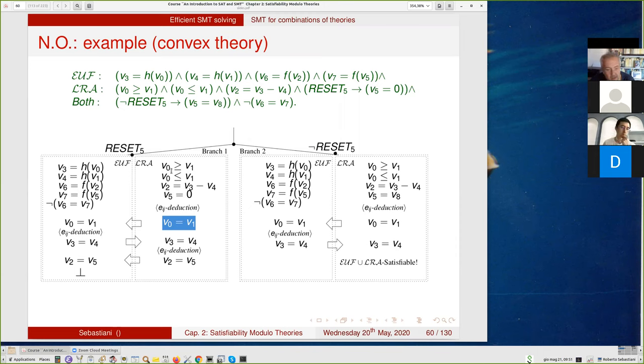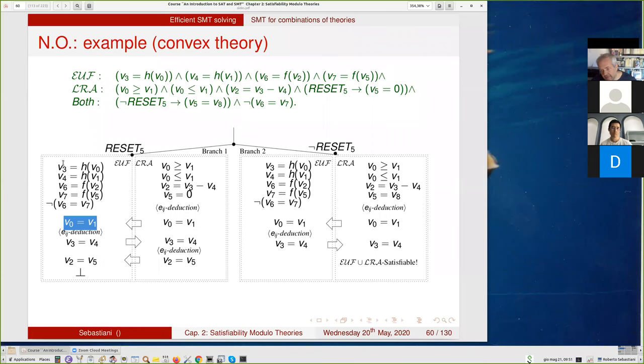Obvious, right? So the LRA solver, who knows the meaning of these two symbols, tells the other theory solver: look, notice that no matter what, V0 must be equal to V1. So every possible candidate model, every combined model, must give the same value to V0 and V1. So it passes the new equality V0 = V1 to the UF solver, which adds it to the set of atoms.